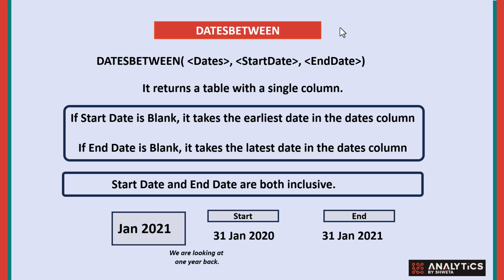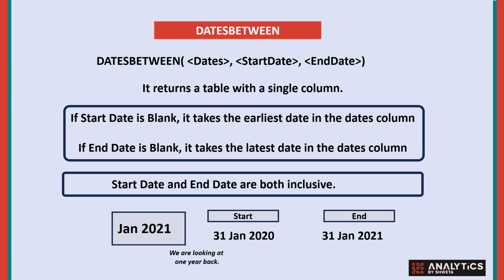If you miss the start date, then it will take the earliest date in the dates column. And if your end date is blank, it will take the latest date in your date column. Now remember, both the start date and the end date are inclusive. If you look at the example given here, if we are looking at the Jan 2021 data in context, it will take the start date as 31st January 2020 and the end date as 31st January 2021.